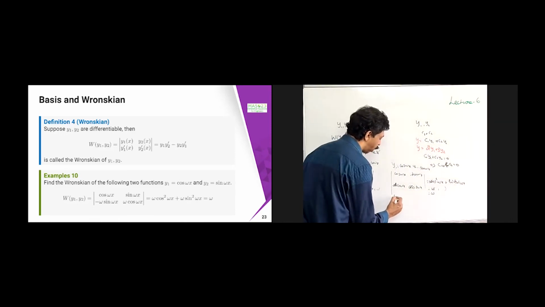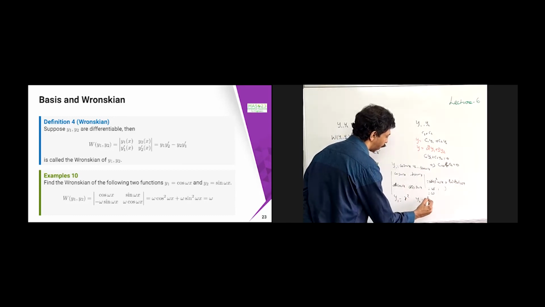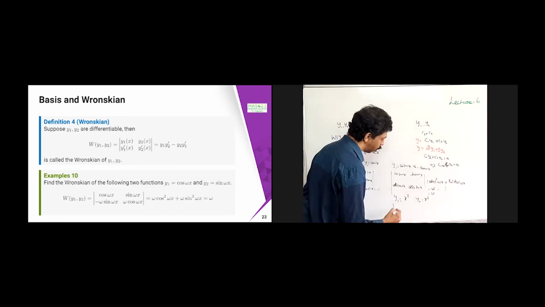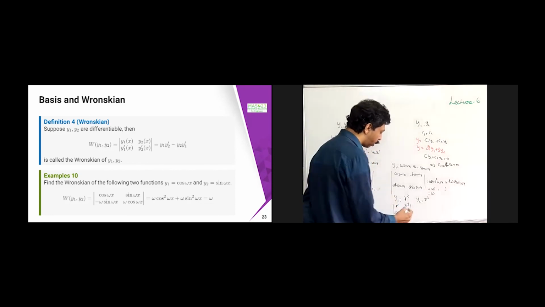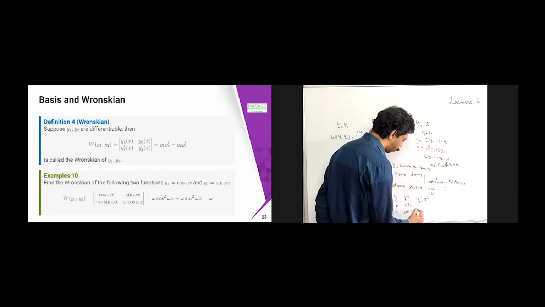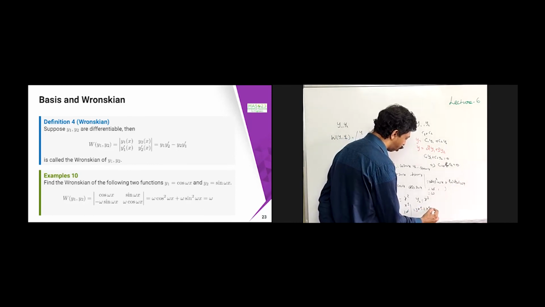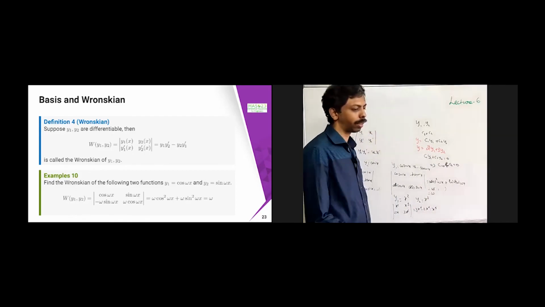Same way, suppose I give another pair of functions, say y1 equal to x square and y2 equal to x cube. Then in that case also you can find the Wronskian. This is x square, this is x cube, and the derivatives are 2x and 3x square. So this becomes 3x power 4 minus 2x power 4. Therefore it becomes x power 4. So this is the Wronskian which you can calculate.